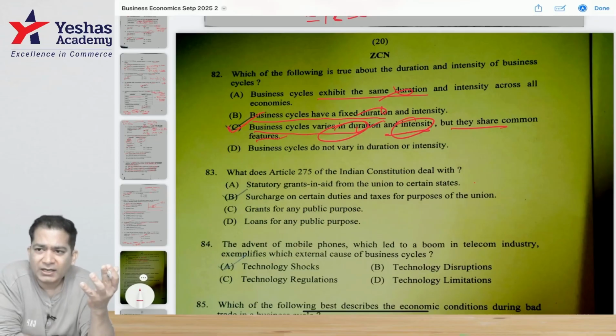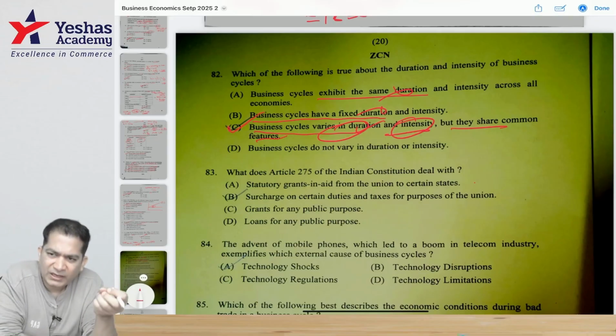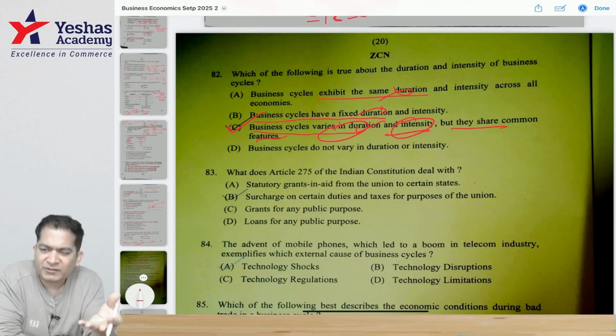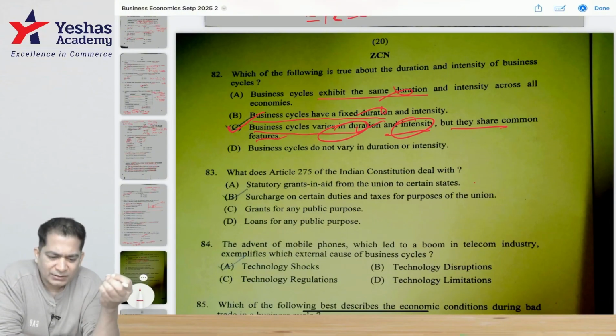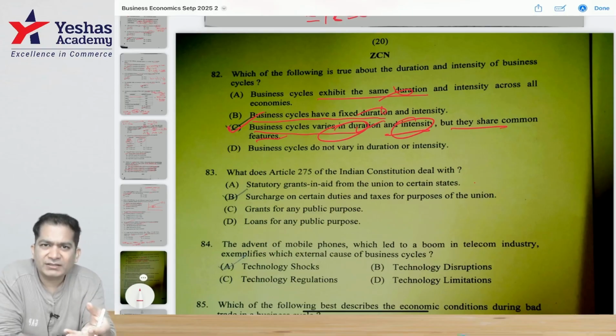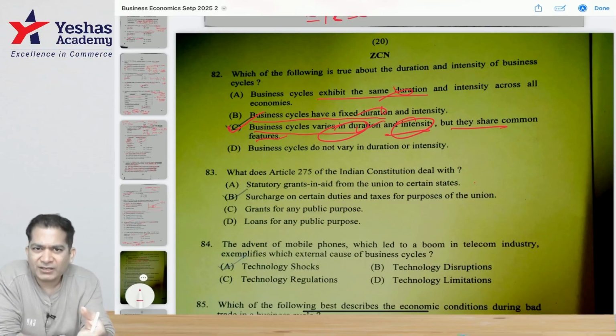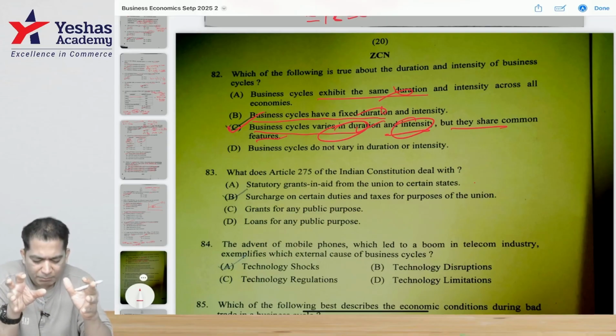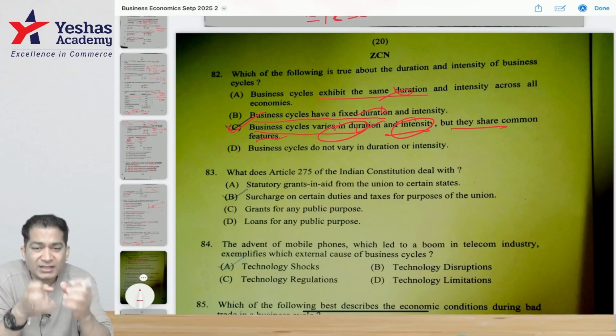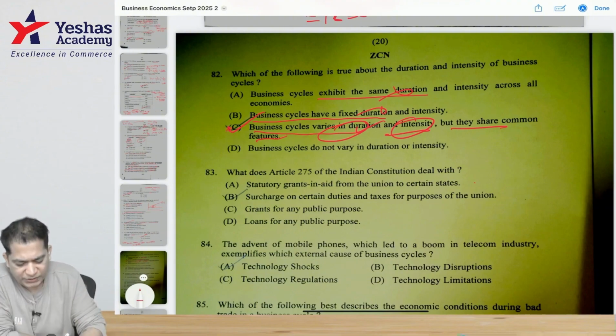Common features means what? When there is an expansion, inflation will increase, unemployment will come down, money supply will increase, and so on and so forth. When there is a contraction, then business profit will go down, unemployment will rise, government revenue from taxes will fall, non-performing assets with the banks will increase. The situation is similar, but the gravity or the degree of changes will be different. So C is the correct answer. Do not vary in duration, wrong.